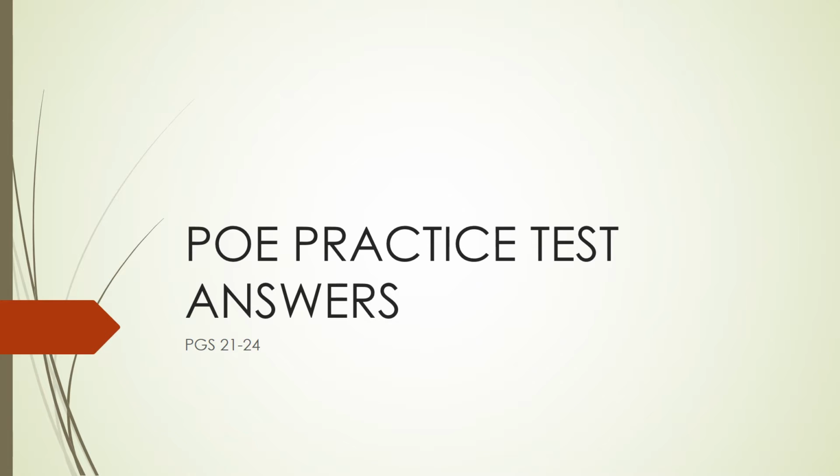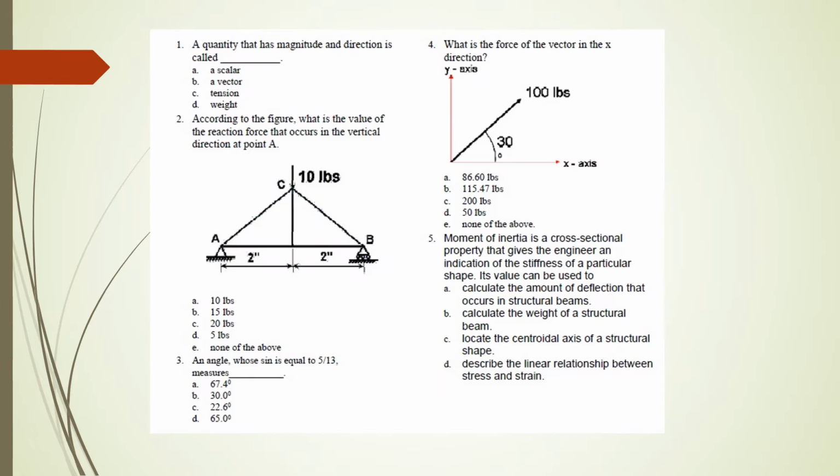The POE final exam prep practice test answers for pages 21 through 24. These questions are over statics and structures. So number one, of a quantity that has a magnitude and direction, that is going to be a vector.